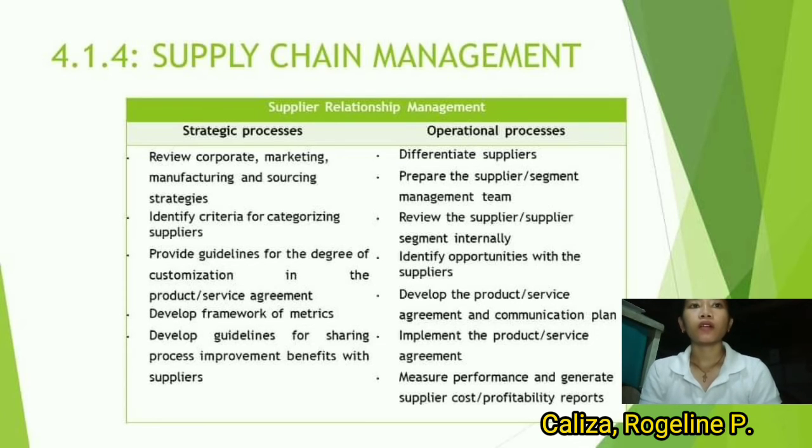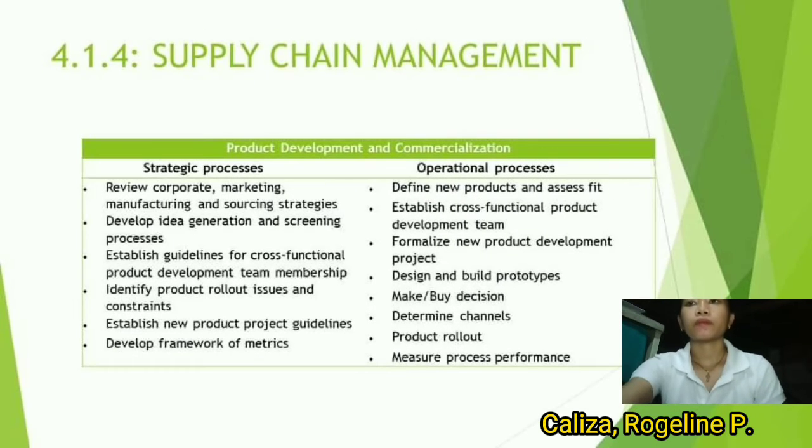Develop the product or services agreement and communication plan is required to provide a contract to secure your business. Implement the product or services agreement is also required to provide this agreement for the product and services. Measure performance and generate supplier cost or profitability report is also used to measure and evaluate the increase of profits.